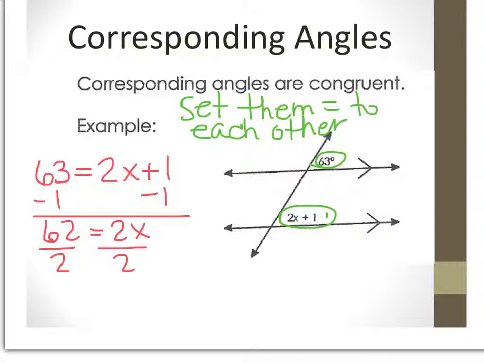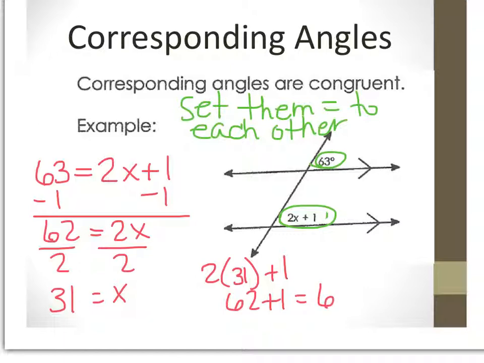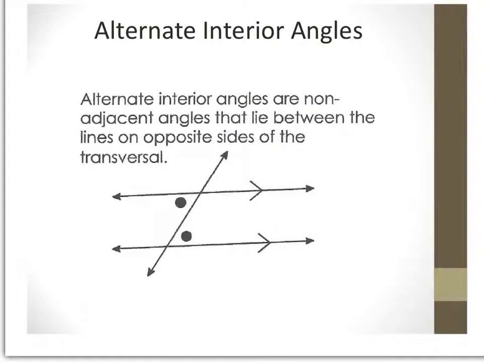So now we have x equals 31. Now, in order for us to find out what the measure of 2x plus 1 is, we would say 2 times 31 plus 1. So, 2 times 31 would give us 62, plus 1 gives us 63. So that is showing us that these are congruent to each other.